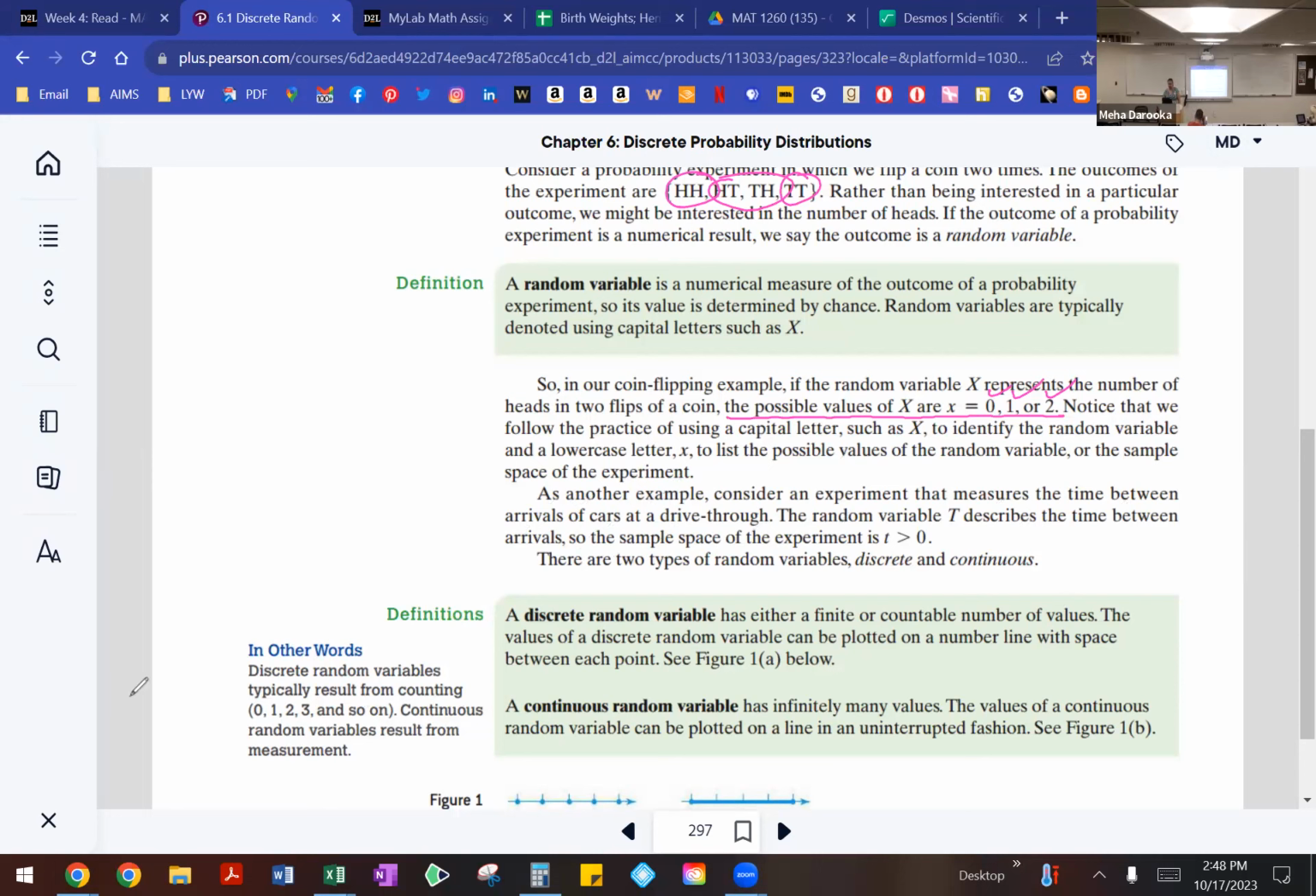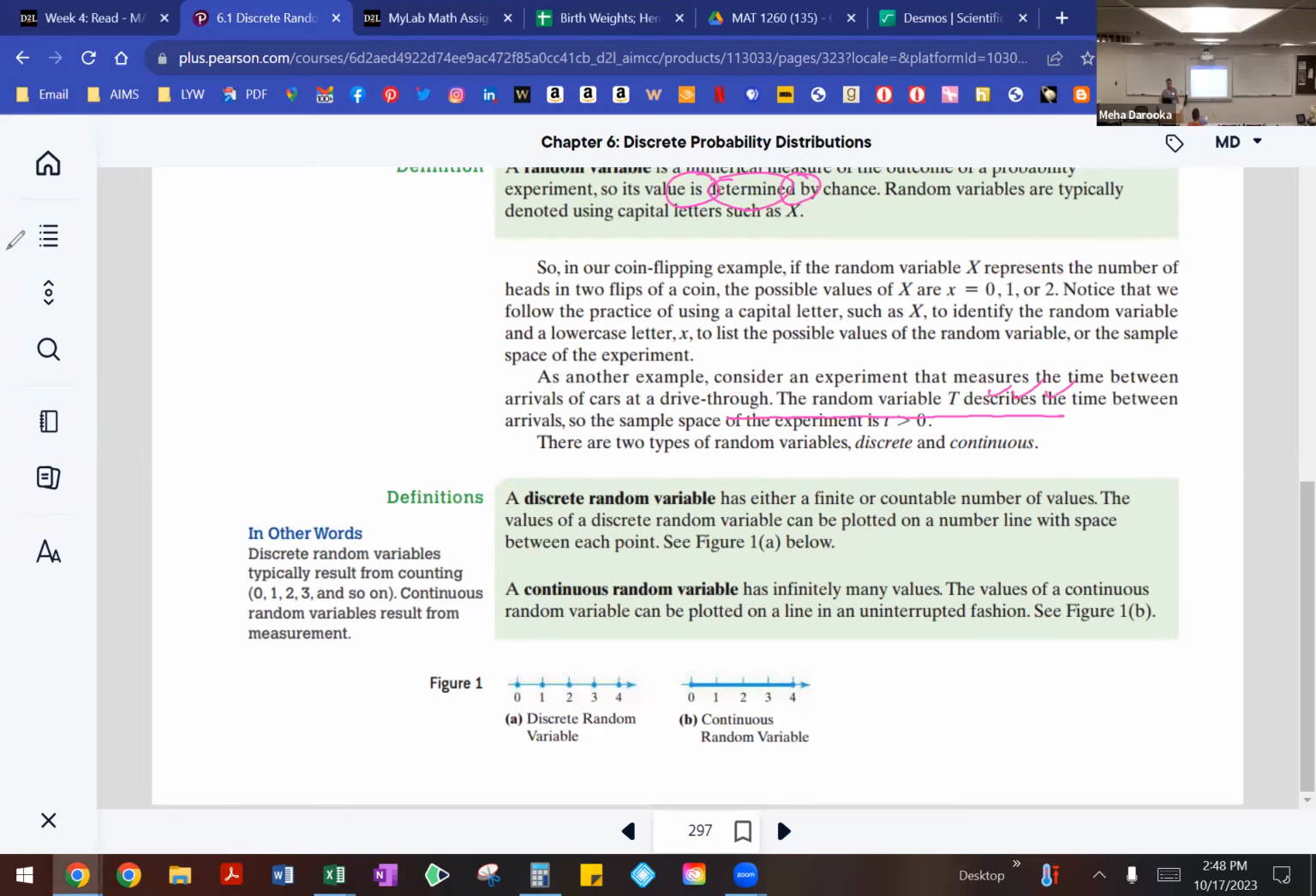Okay, they're just talking about another example there, and you guys can read that at leisure, but let's break down what a random variable is in terms of discrete or continuous variables. So when we're talking about discrete, guys, we're basically saying it's going to have a finite or a countable number of values. So the values of a discrete random variable can be plotted on a number line with space between each point, and you can see that in figure A at the bottom of the page.